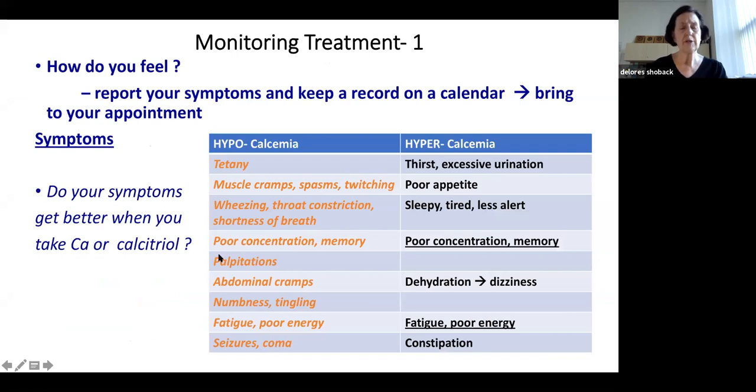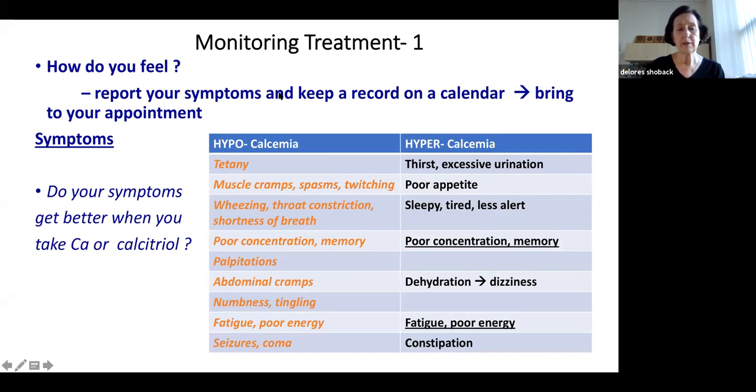So, monitoring treatment for hypopara. We sometimes forget, we think maybe we need to have a big sophisticated spreadsheet. I always start with, how do you feel? What symptoms are you having? Are you having symptoms of hypopara? Are you having symptoms of a low calcium or symptoms of a high calcium?